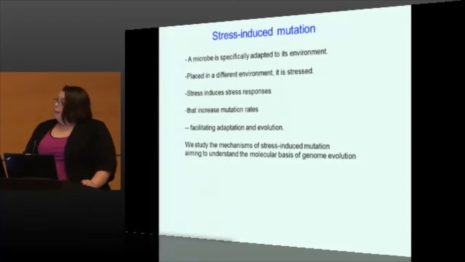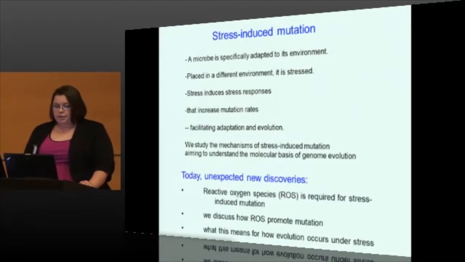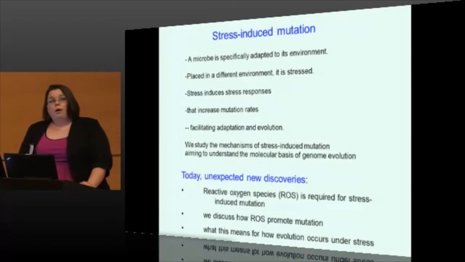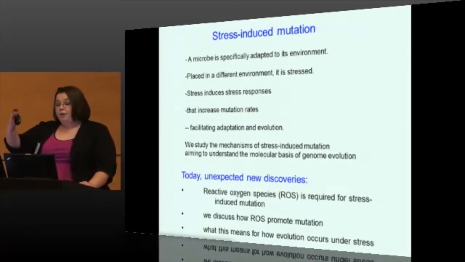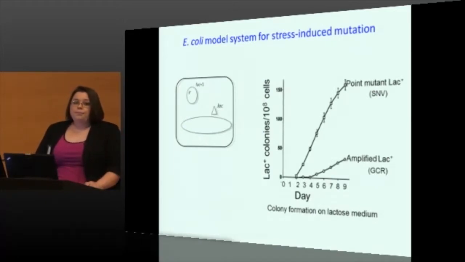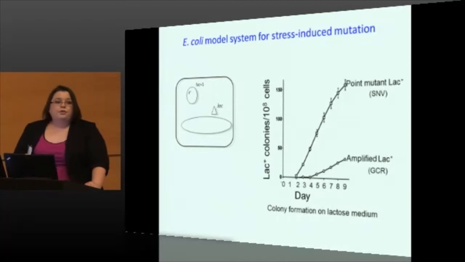So what we in our lab do is study the mechanisms of stress-induced mutation, aiming to understand the inherent molecular mechanism behind the formation of these mutations. And today I'm going to present to you some new discoveries where we found that reactive oxygen species is required for environmental stress-induced mutation, and I'll discuss not only how they promote mutation, but what this means for the evolution of microbes under stress. So we work in a well-characterized system that selects for starvation stress-induced mutants in E.